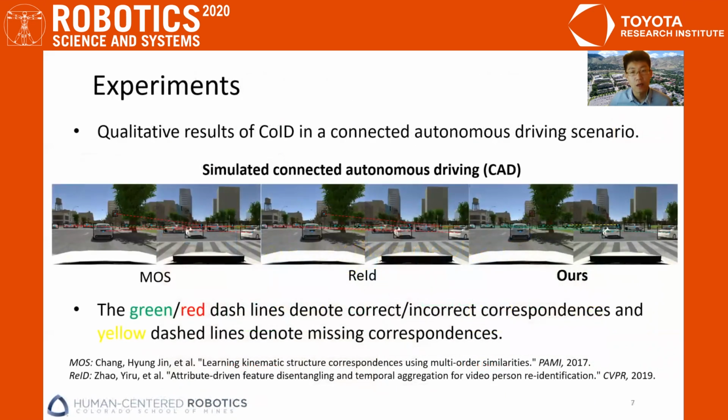In the experiment, we first evaluate our method in a connected autonomous driving scenario. Since most objects in this situation have similar appearance, the visual-based method, ReID, performs badly. The traditional graph matching method, MOS, can identify most correspondences of objects, but the precision is very low because it always maximizes the overall score without considering non-covisible objects and uncertainty in observations. Our method works the best.